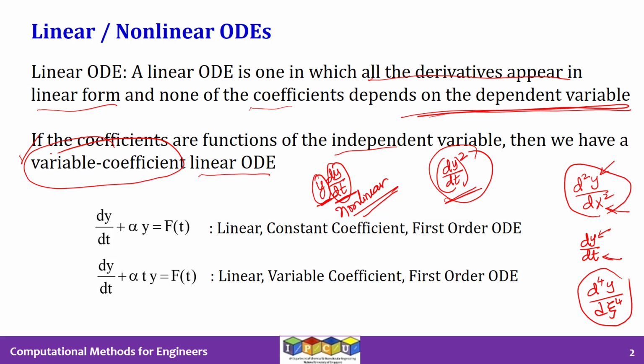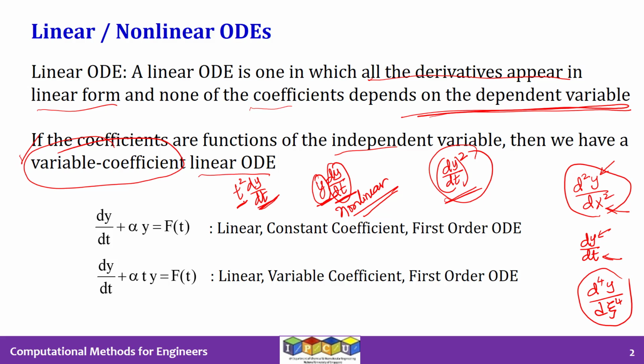That means instead of y dy by dt, let's say I had t squared dy by dt as one of the terms. So this is the first derivative involving the dependent variable y. So this is okay. Now the coefficient of that is t squared, and t squared has nothing to do with the dependent variable. T is the independent variable. And if the coefficient happens to be a function of the independent variable, it still keeps the ODE as a linear ODE. That's how people have defined it.